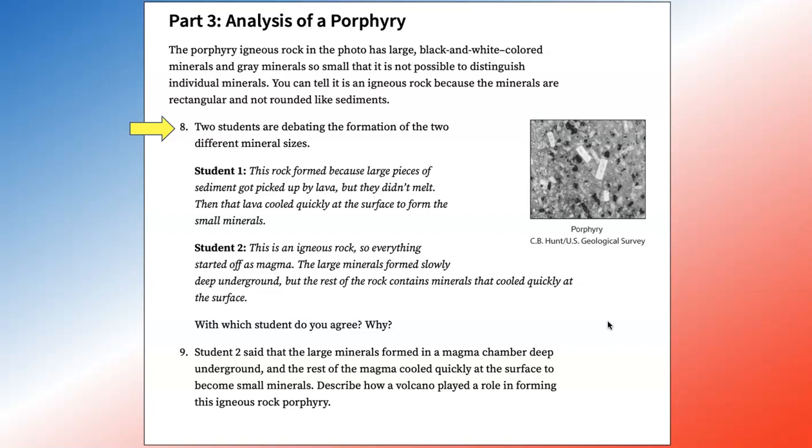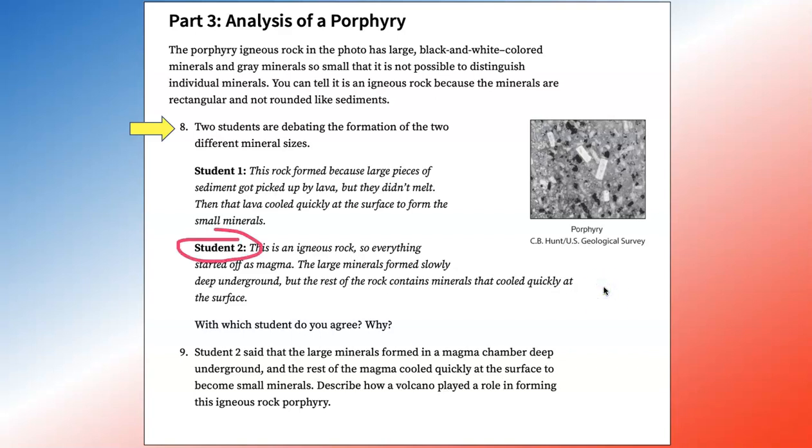So students are debating the formation of these two different mineral sizes. Student 1 says this rock formed because large pieces of sediment got picked up in lava and they didn't melt. Then the lava cooled quickly at the surface to form these small minerals. Student 2 said this is an igneous rock, so everything started off as magma. The large minerals formed slowly and deep underground, but then the rest of the rock, containing the small gray minerals, or gray in this picture at least, cooled very quickly at the surface. So which student do you agree with and why?